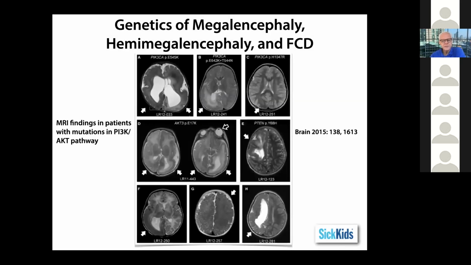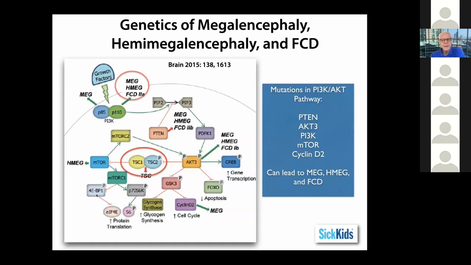Some images here taken from this article in Brain that you can see relating to hemimegalencephaly and focal cortical dysplasia, as is shown down here. Again, these mutations in these pathways are extremely important. When you look at the map of the genetics of focal cortical dysplasia, these are some of the other players. So PTEN, AKT3, PI3 kinase, mTOR, cyclin D2, and these can all lead to disorders of epilepsy and can all present as different forms of focal cortical dysplasia, which I've highlighted here in the circles for you.